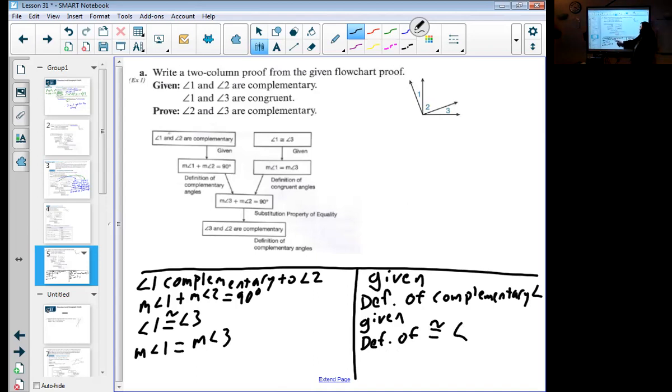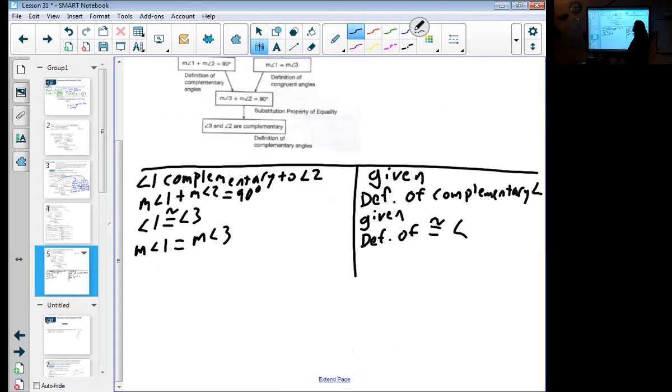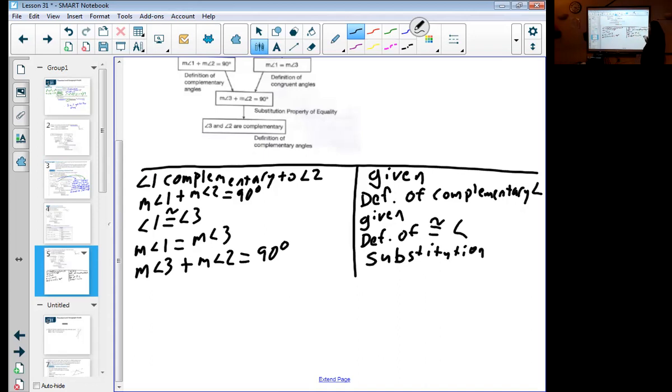Now we use this piece of information and this piece of information, the two lower steps, to combine into measure of angle 3 plus measure of angle 2 is equal to 90 degrees. And what we used there was we substituted in measure of angle 3 for measure of angle 1. So that's the substitution property of equality.